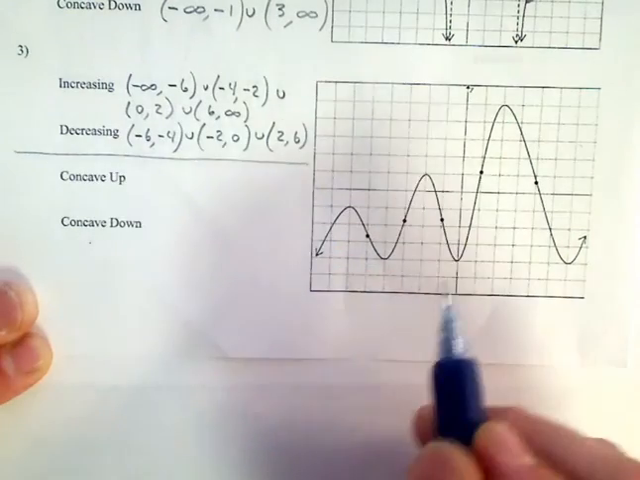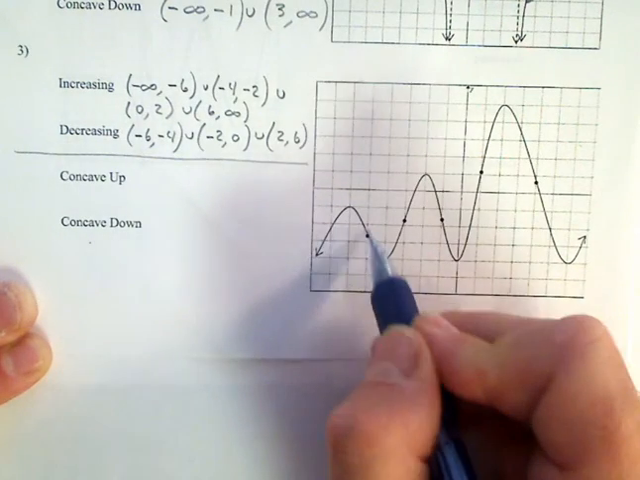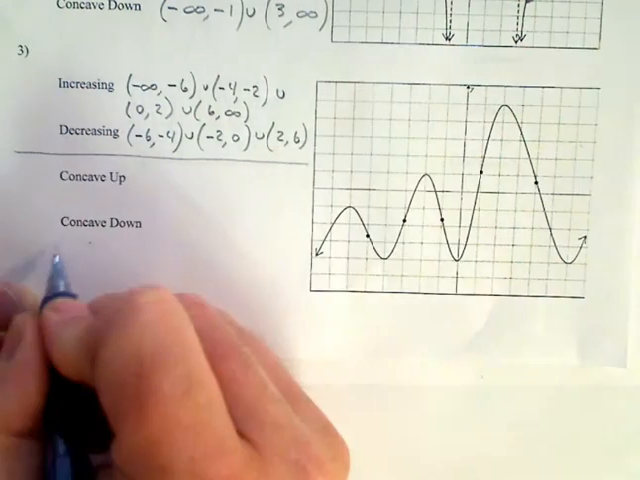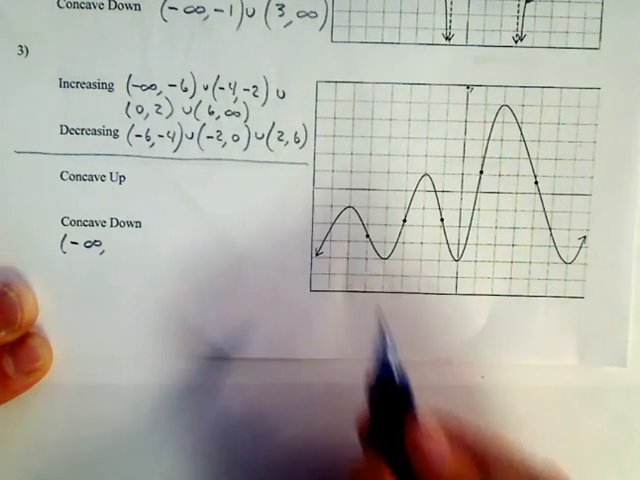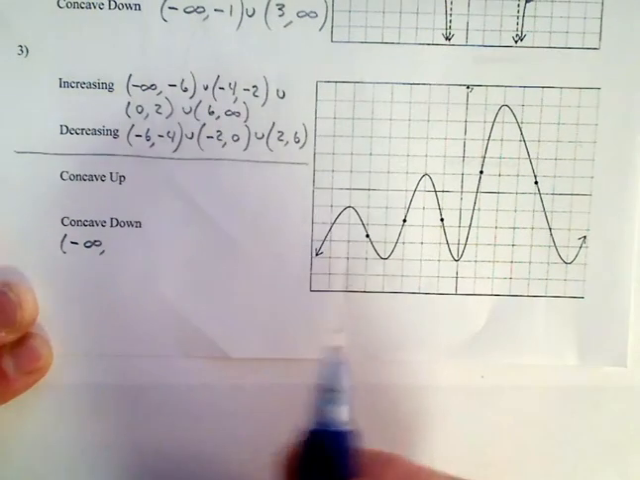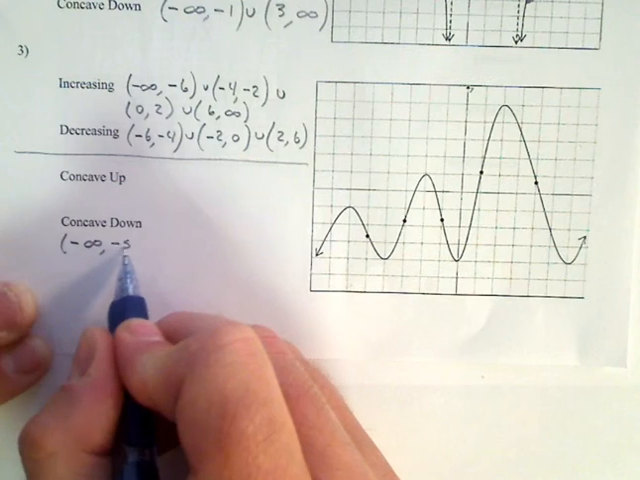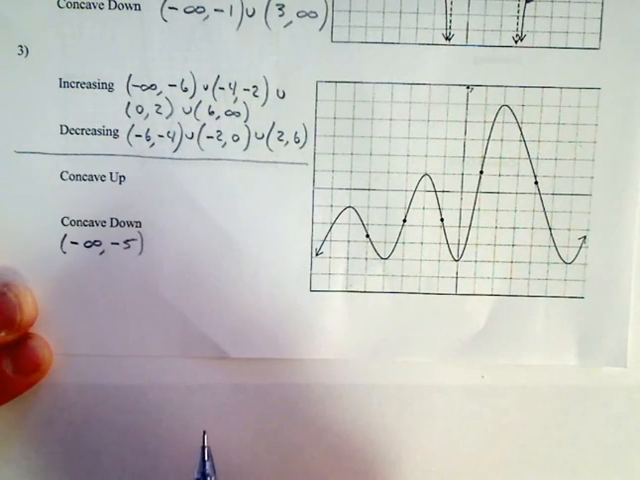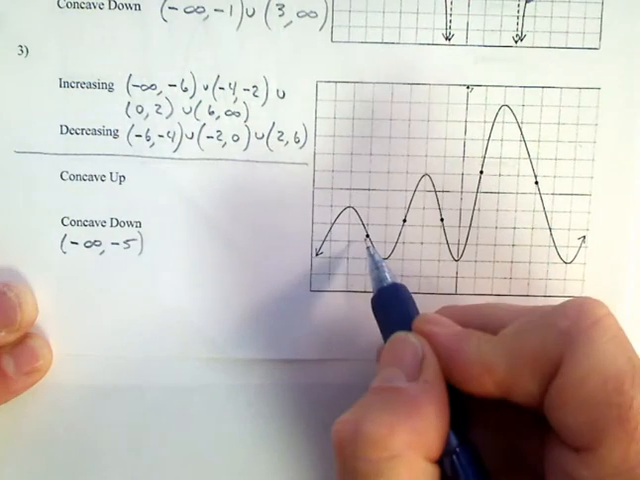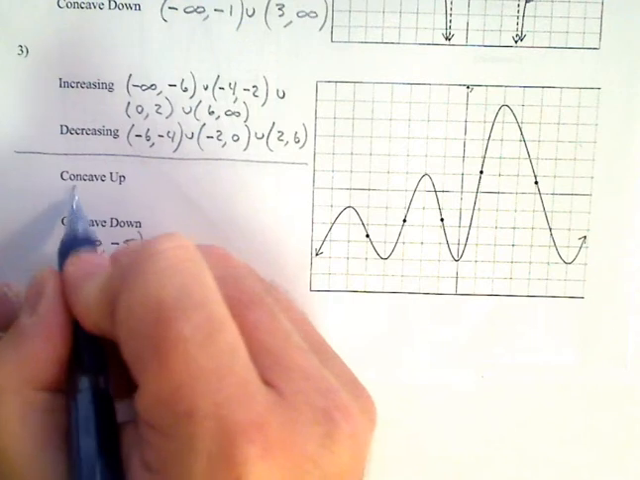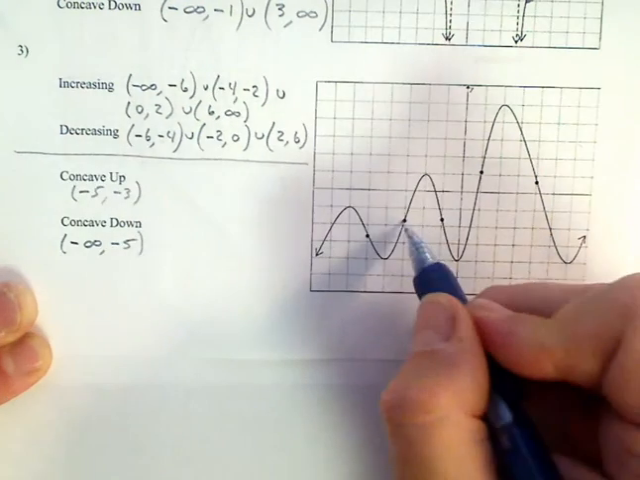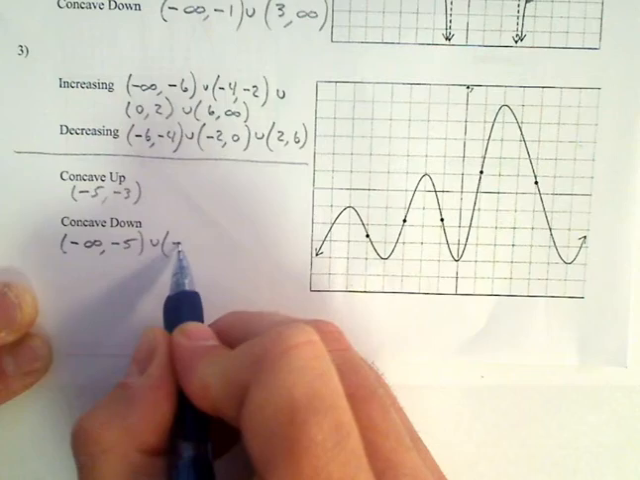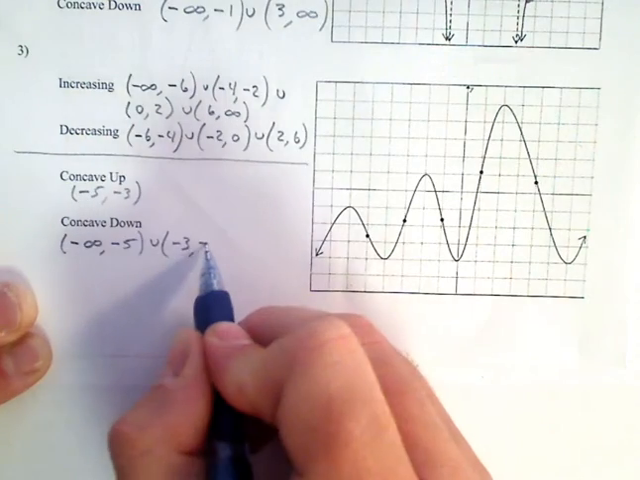Next section, concave up, concave down. It starts by being what? Concave down. So from negative infinity to the dot that I've provided, which is -5. And then it goes concave up from -5 to -3. Back to concave down from -3 to -1.